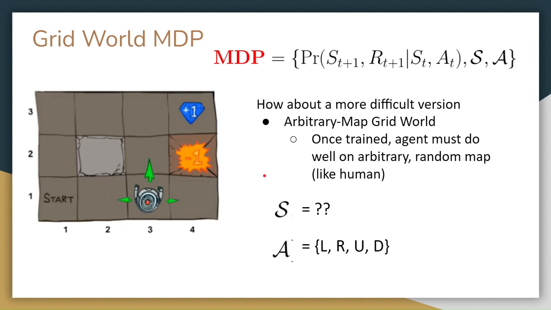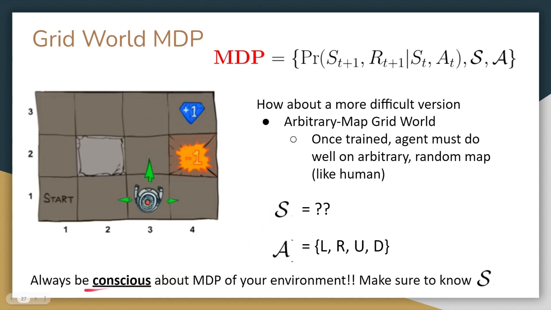So for each type of game, even though the games are similar, you have to be conscious about the MDP. This is the key. Maybe you write the agent to play on similar games, but it can happen that they have totally different state space or action space. You have to be really conscious about the MDP of your environment. So this is the key.